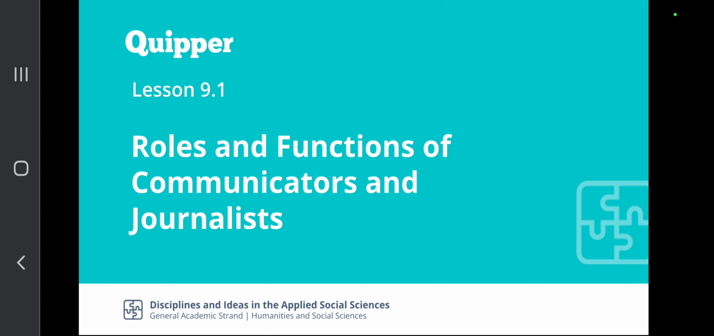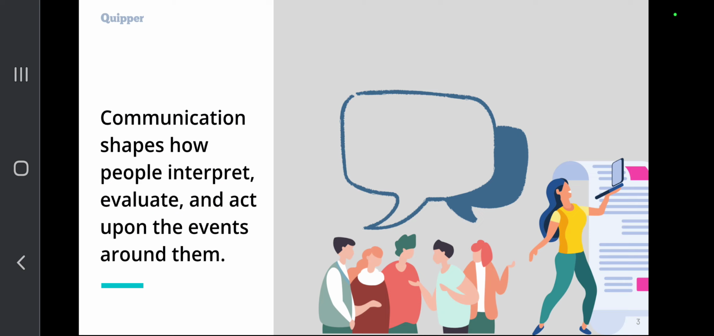Now, for this point, I would like you to focus on this essential, general concept with our lesson. Communication shapes how people interpret, evaluate, and act upon the events around them. That's a given notion, right? That with the use of communication, there is a shaping of how people will interpret, evaluate, and act upon the events that surround them.